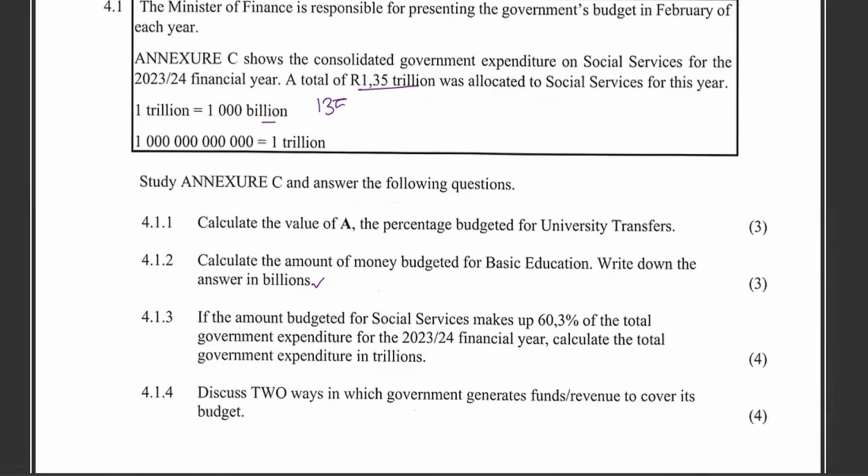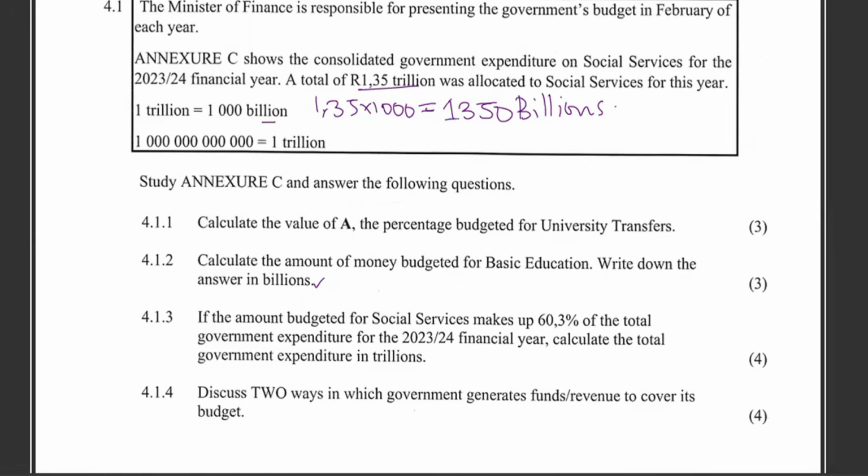So it becomes, all right? Why am I multiplying by 1,000? I need billion, not trillion. So the trillion multiplied by 1,000, I will end up having this much. But these are what? Billions.